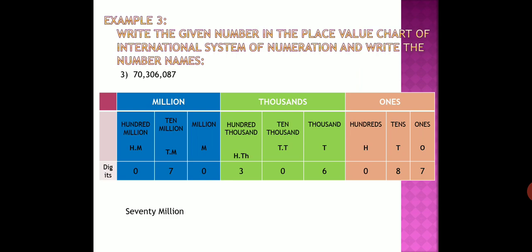In the next period, we have 306. When I read this together, I'll read it as 306. Under which category is it? It is under 1000. So how do we write it there? We will write it as 306,000. And finally, you have 087. We will read it as 87. So I'm just writing it as 87.